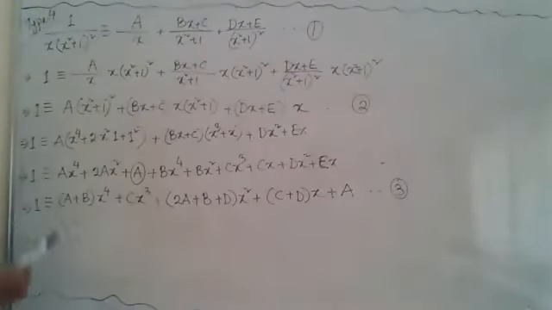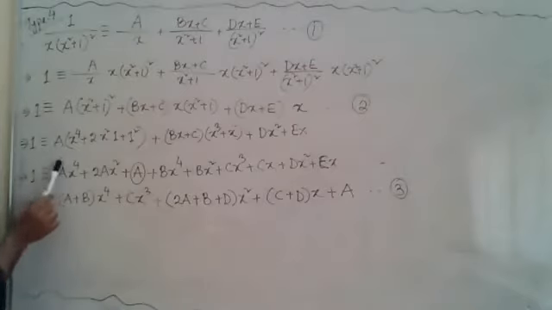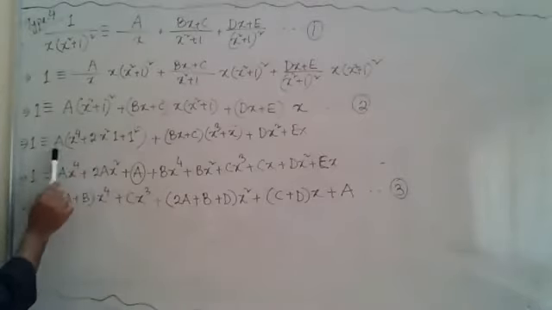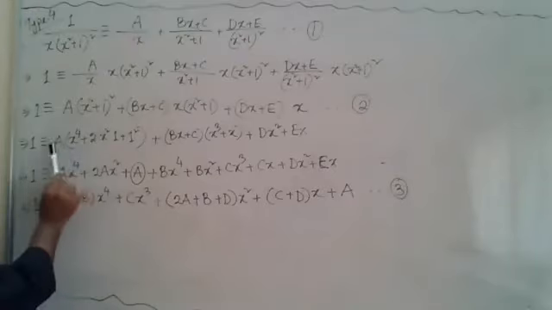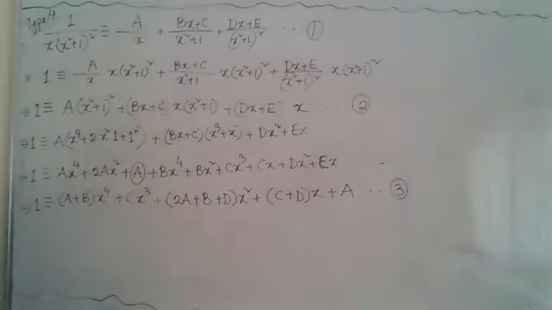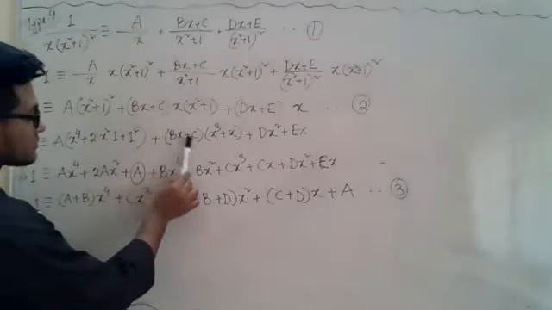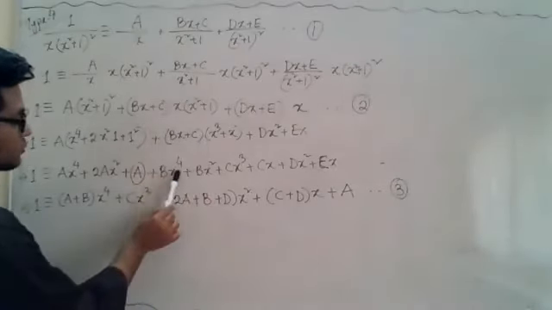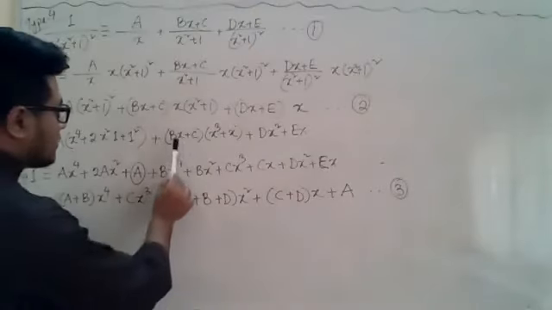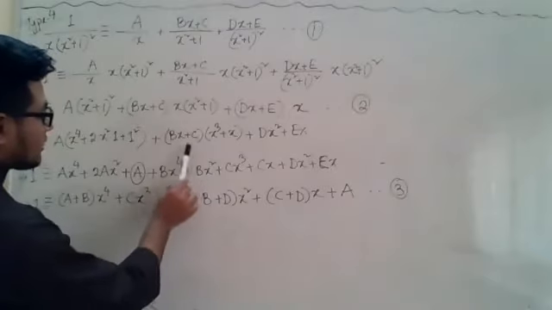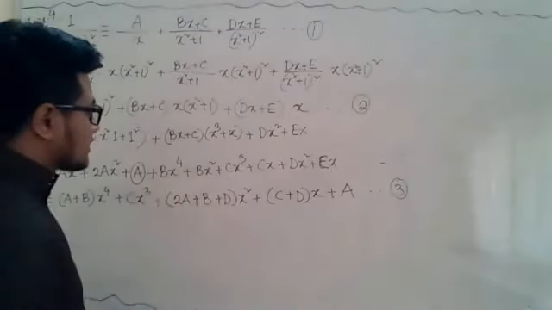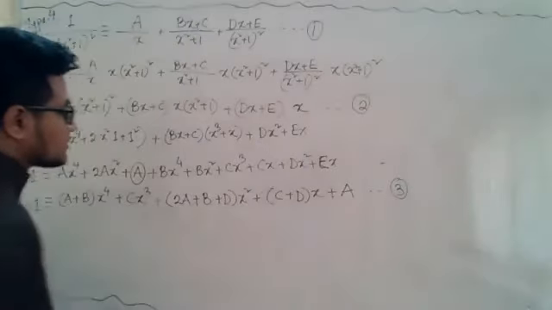Then next we have a into x to the power 4, a into 2x square, so 2ax square, and a into 1, 1 square is 1, so a into 1 is a only. And then bx into x cube, so bx to the power 4, 3 plus 1, so 4. Bx into x, it will be bx square, c into x cube, cx cube, c into x will give me cx. And the rest is as it is.